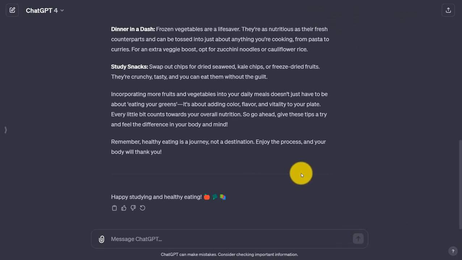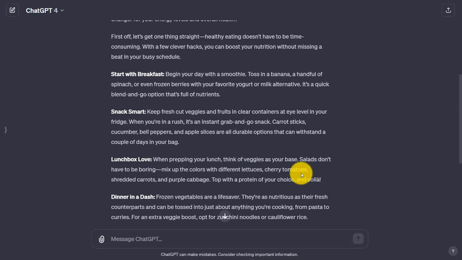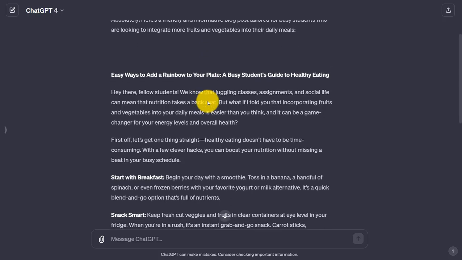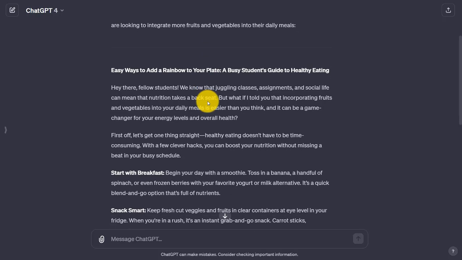So let's take a look at the results and see if they satisfy the requests in our prompt. Now, right off the top, I'm not going to count the words here, but it looks like 200 words to me, at least. The next thing we're looking for is our target audience. And right here, I see, hey there, fellow students. And so I wanted this blog post to be targeted to busy students. And right here, we've got that. We know that juggling classes, assignments, etc. Yep, they're busy. Next up, that topic, incorporating more fruits and vegetables into daily meals. And if we examine the output, we can see that there are a bunch of recommendations for how to eat healthier. So that part of the prompt was accomplished.